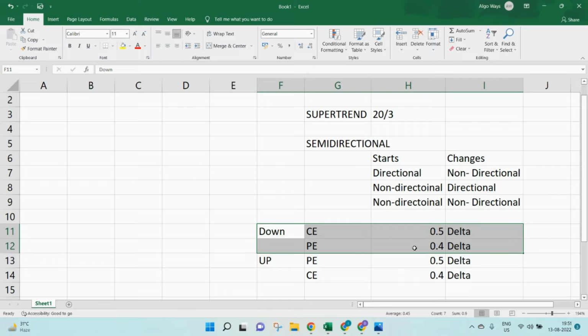So in all three scenarios, in two scenarios we will gain, and in one scenario we will lose, but we will not lose as much as we could have lost in a pure directional strategy. Same is the case when the market goes up.